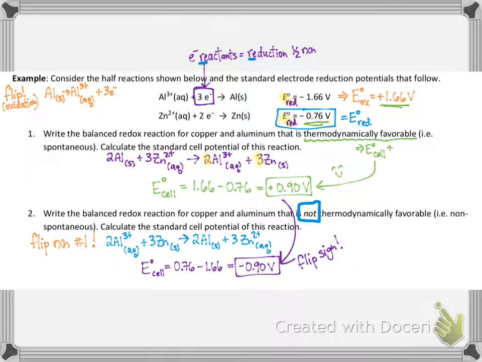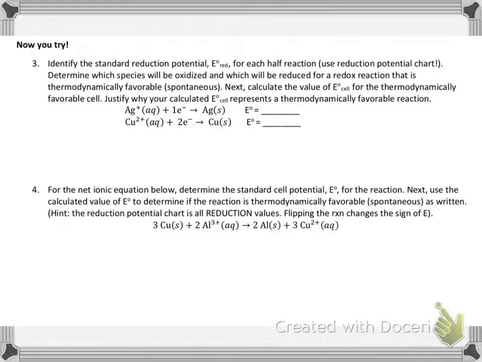Let's look at them. The next problem is very similar to the first practice problem, so I totally think you should try this on your own. It does require you to use the reduction potential chart to find the missing reduction potentials for these half reactions, but then once again, we're going to be looking at a thermodynamically favorable reaction. You're going to calculate the E cell. You actually don't even have to balance the reaction. You're literally just calculating the E cell value.